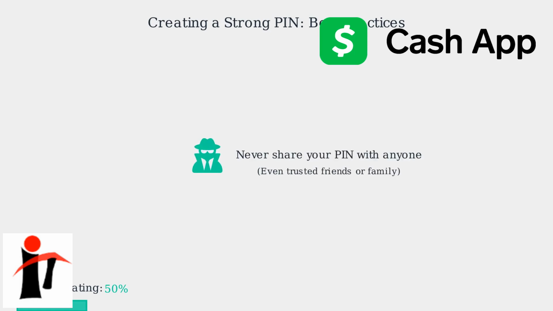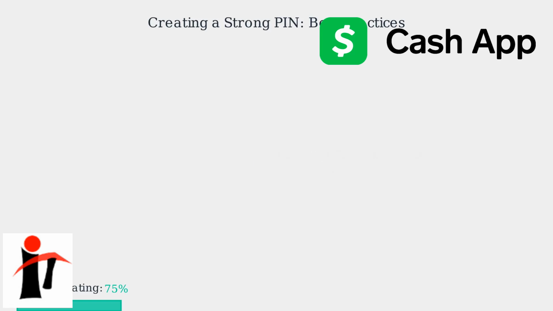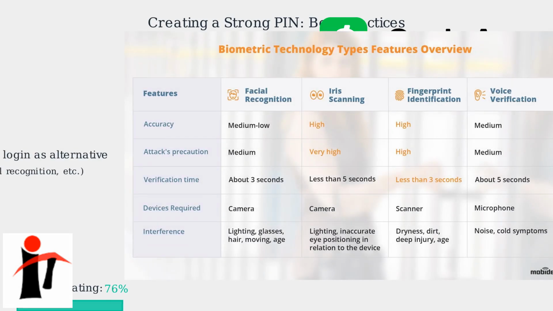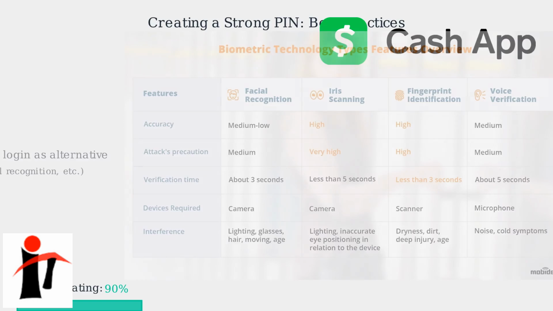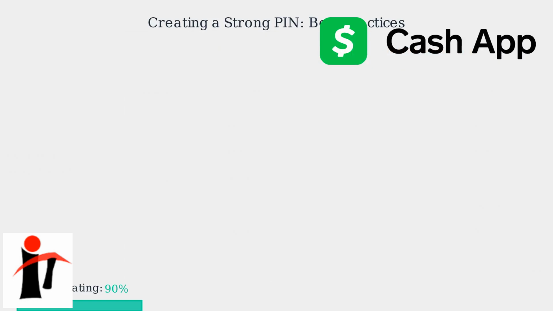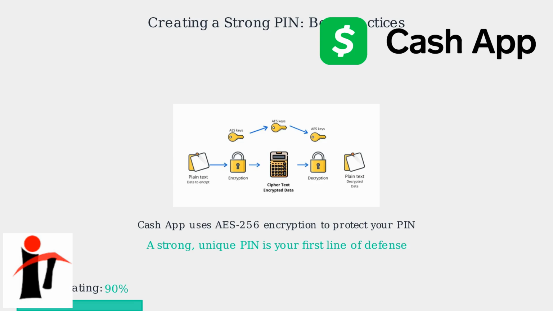Never share your PIN with anyone, not even trusted friends or family. Keeping it confidential is crucial for maintaining security. Consider enabling biometric login as an alternative to PINs. Technologies like fingerprint or facial recognition provide convenient and secure access options. Cash App uses AES 256 encryption standards to protect your PIN data. While this encryption provides excellent security, a strong and unique PIN remains your first line of defense against unauthorized access.